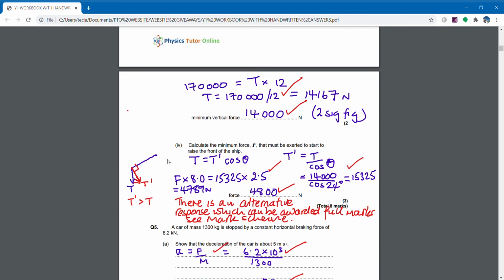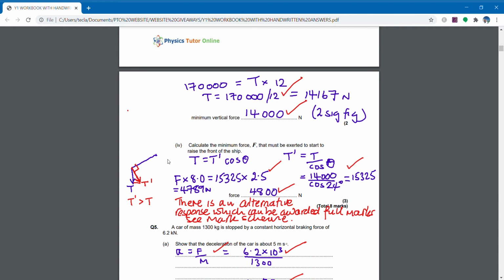because T is actually a component of T dash. So T equals T dash cos theta. That gives us our value of T lower than T dash. So T dash equals T divided by cos theta, which is 14,000 divided by cos 24 degrees, which is 15,325. So we've now got a value of the force of tension which is perpendicular to the pivot. And the force that will actually be applied to the rope is going to be less than that because it's a component of it.